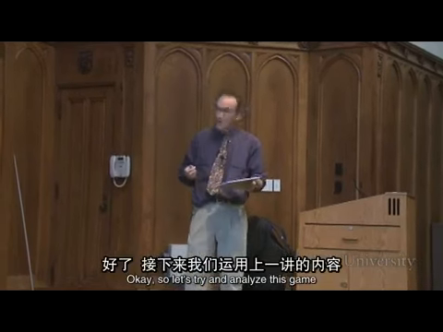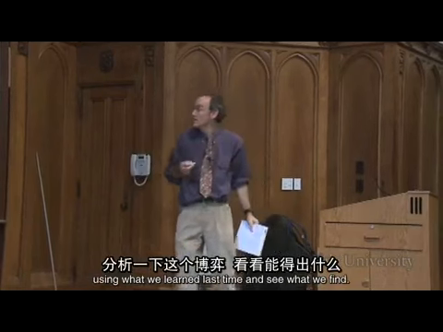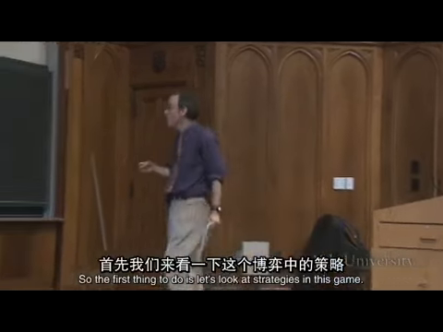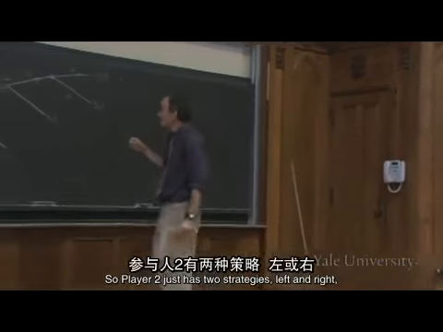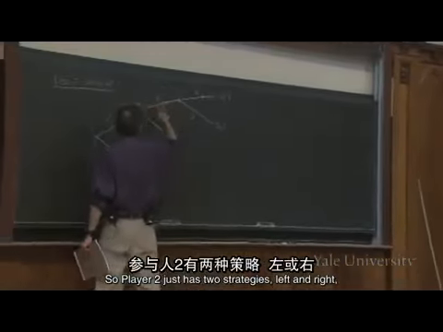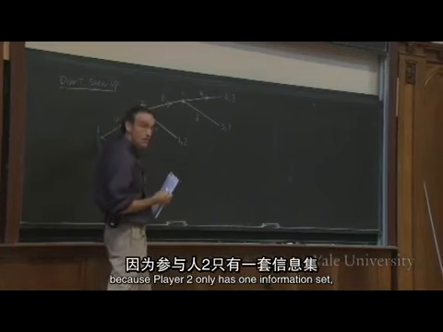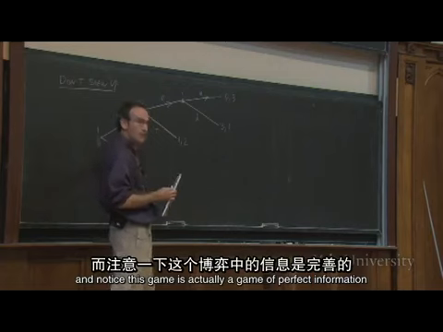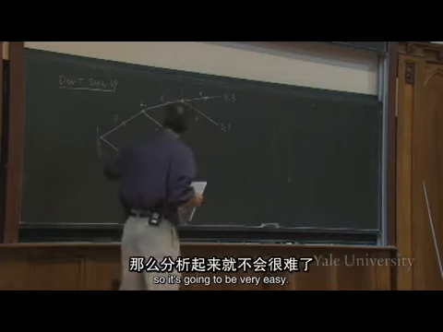Okay, so let's try and analyze this game using what we learnt last time and see what we find. So the first thing to do is let's look at strategies in this game. So player 2 has just 2 strategies, left and right, because player 2 only has 1 information set. And notice, this game is actually a game of perfect information. Right? This game is a game of perfect information, so it's going to be very easy.